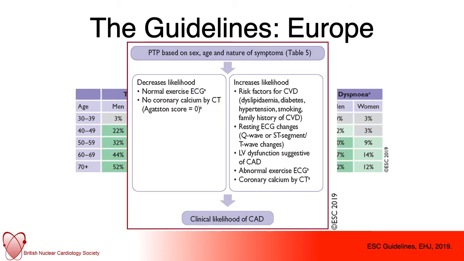And some of these modifiers you can see here, whereby if you've got a normal exercise ECG, that's obviously reducing your likelihood. If you've got an abnormal exercise ECG, that's increasing your likelihood. An abnormal resting ECG, for example, obviously coronary calcium on a CT scan, and a risk factor profile there. And this is all feeding into our clinical decision making around the likelihood of coronary artery disease.